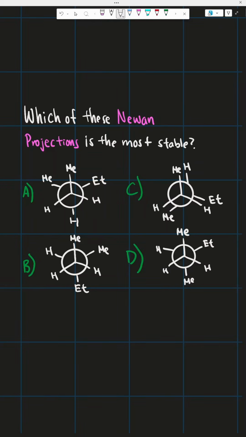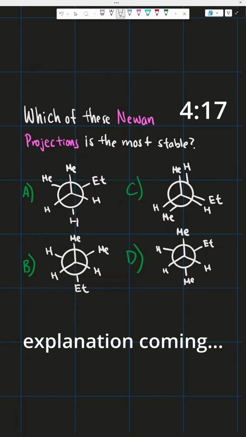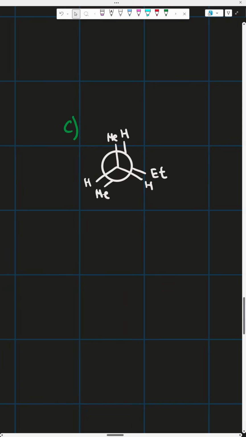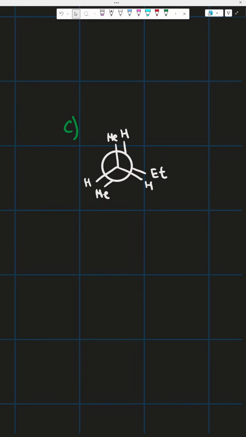Which of these Newman projections is the most stable? First, we can see that C has an eclipse conformation compared to the rest, which have staggered conformations.